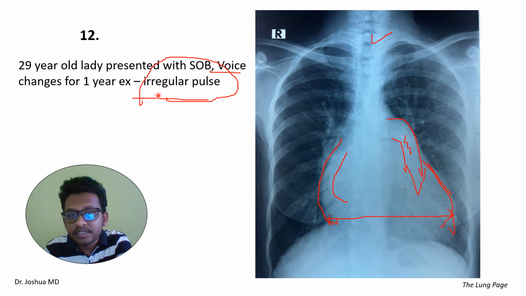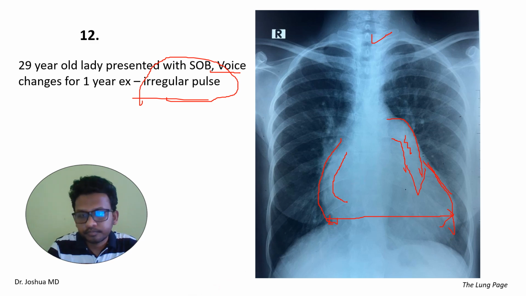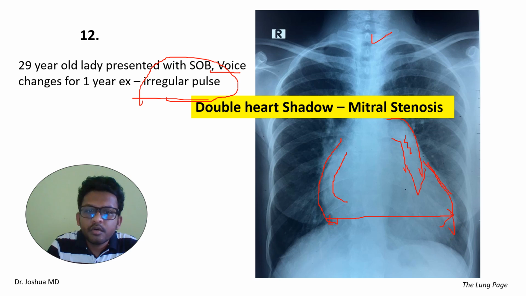According to the history, irregular pulse, this is most likely a diagnosis of mitral stenosis. When you encounter this type of chest X-ray, mitral stenosis is the first diagnosis. In mitral stenosis, there's a double heart shadow and straight heart border with a prominent pulmonary artery due to pulmonary hypertension. So why does this patient have voice changes? Because the enlarged left atrium compresses the recurrent laryngeal nerve. That's why this patient has voice changes. Okay, now clear? This is double heart shadow, mitral stenosis.